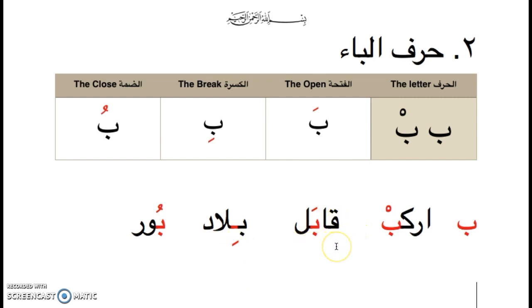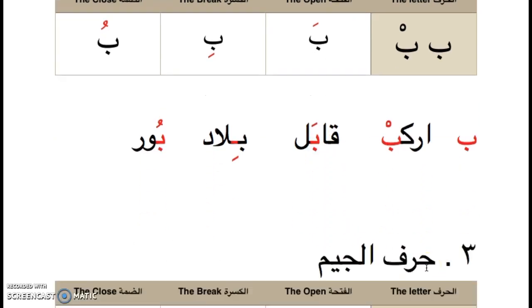Qabil is able. And a lot of people suggest that it's the same word, like originally it was qabil, and they took it in English and it became able. Irkab, qabil, bilad, bur. Alright. If you haven't fully understood the moves, we still have many letters to go.